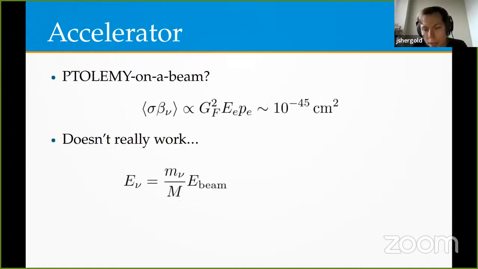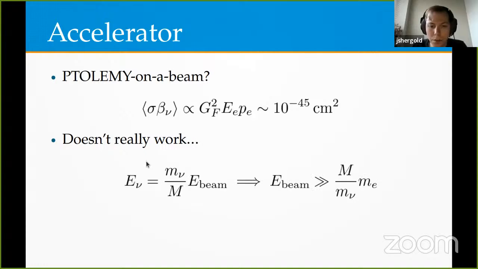So why doesn't this work? Again, it maybe should be fairly obvious, but just to spell it out, the neutrino energy in the rest frame of the tritium, which is on a beam, goes something like the neutrino mass over the tritium mass multiplied by the beam energy. And we want this neutrino energy to be of order the electron mass, such that we get some enhancement in this cross section.